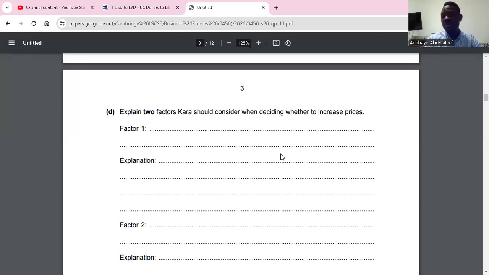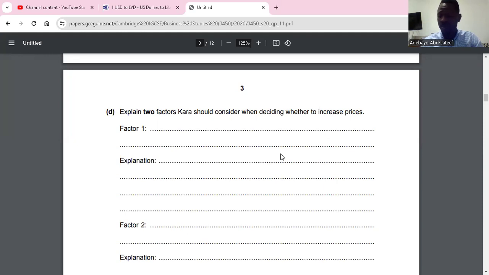If the PED of Kara's product is price elastic, it becomes difficult for Kara to increase price. Because if Kara increases price at that point in time, the consumption for its products would reduce, meaning customers might choose to buy from other competitors, and the total revenue would fall. But if the price elasticity of demand for Kara's products is inelastic, it means Kara might be able to increase the price and still increase its revenue.